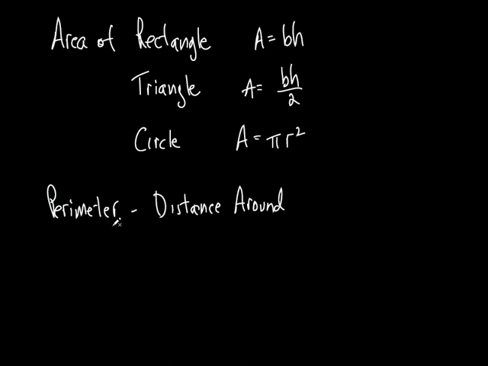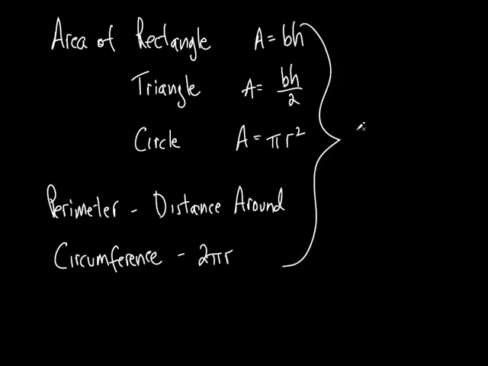Now, on a circle, though, the perimeter of a circle has a special name. What do we call that? Circumference. So the circumference of a circle is 2 pi r. r is the radius. Pi, use the pi button on your calculator for this. So these all need to be what? Memorized. And they should already be memorized.